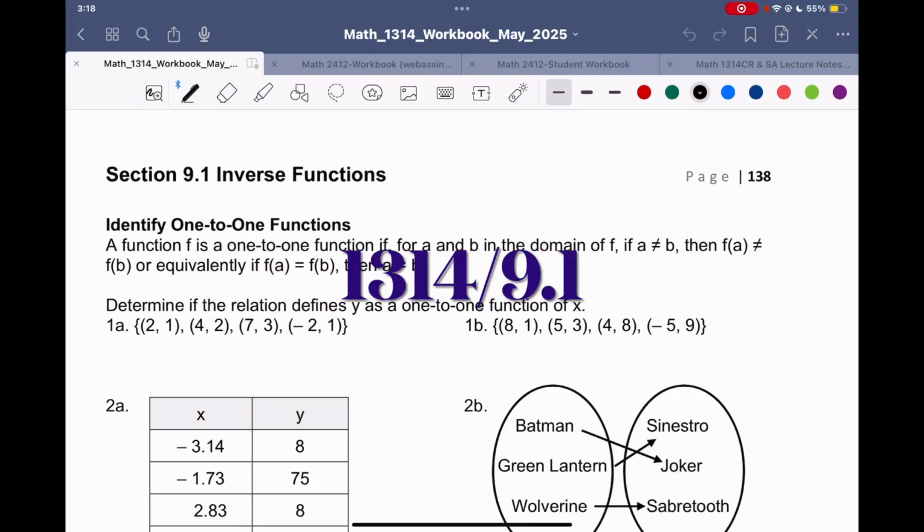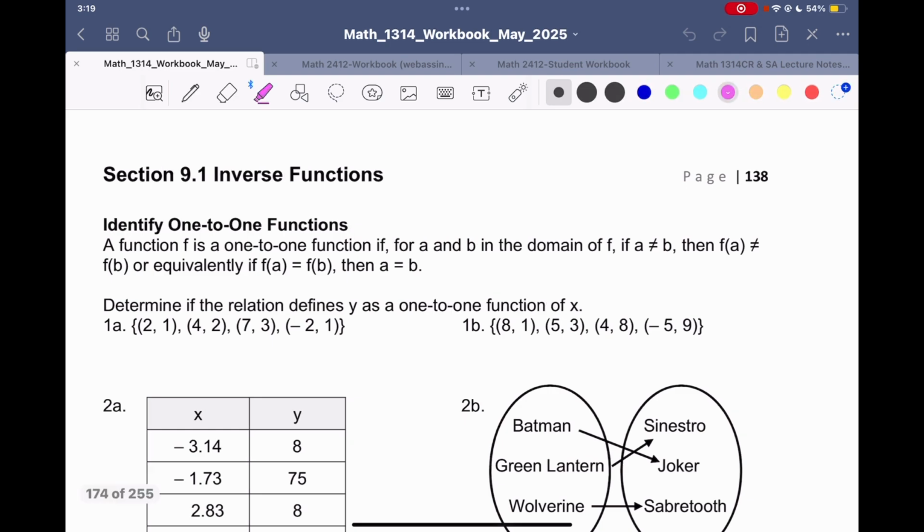9.1, it says identify one-to-one functions. It says there's no f of A and f of B, so they're not equivalent. All right, so basically what you're looking for is a duplicate. You cannot have two different x values going to the same y value. So you have an x here and an x here, but they're both traveling to the same y. So therefore, this is not one-to-one.